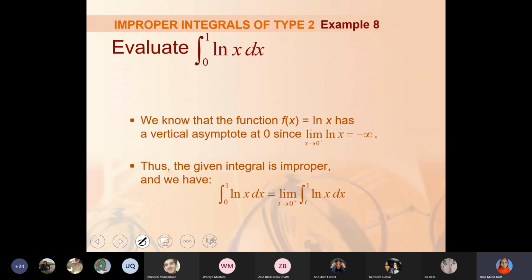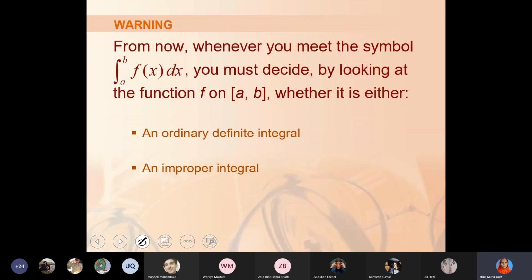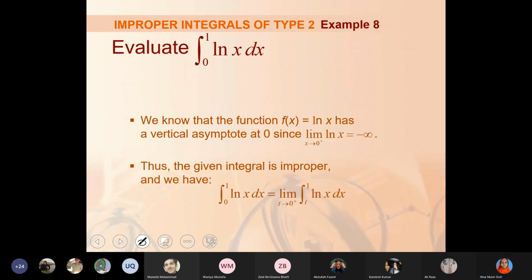Okay जी. Basically the warning is that you have to decide by looking at this integrand whether the function is an ordinary definite integral or an improper integral. If it is an improper integral, you have to solve it by taking the limit of the integral. Okay, what about this one?